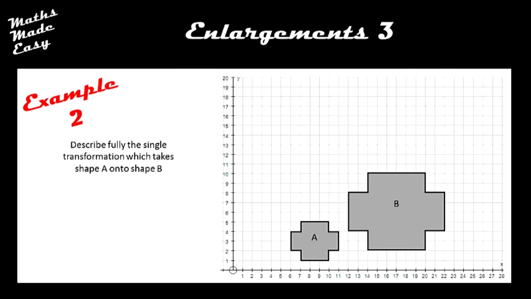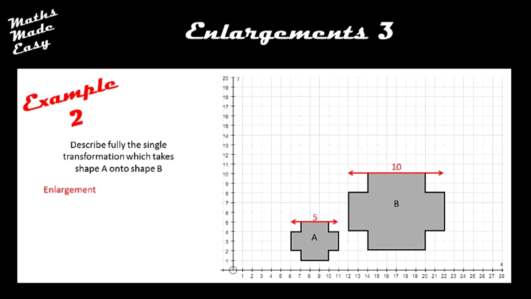In this second example, I've changed the shape around slightly, made it a little bit more confusing. We're going to need to do the same thing though. Describe fully the single transformation which takes shape A onto shape B. Now again, I can see that this is an enlargement. Shape B is clearly a bigger version of shape A, so the first thing I'm going to say is an enlargement.